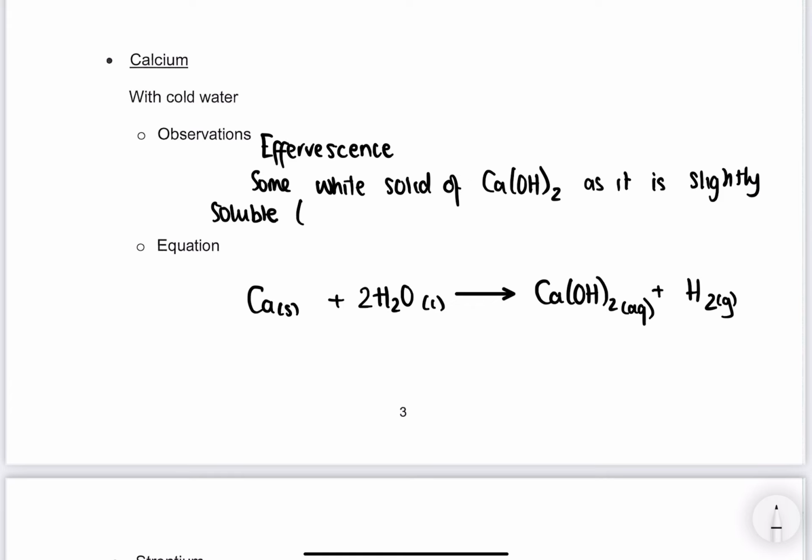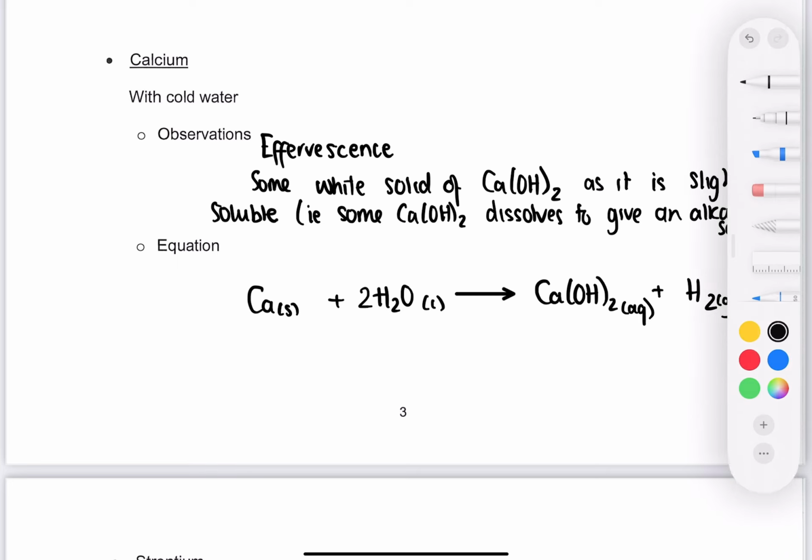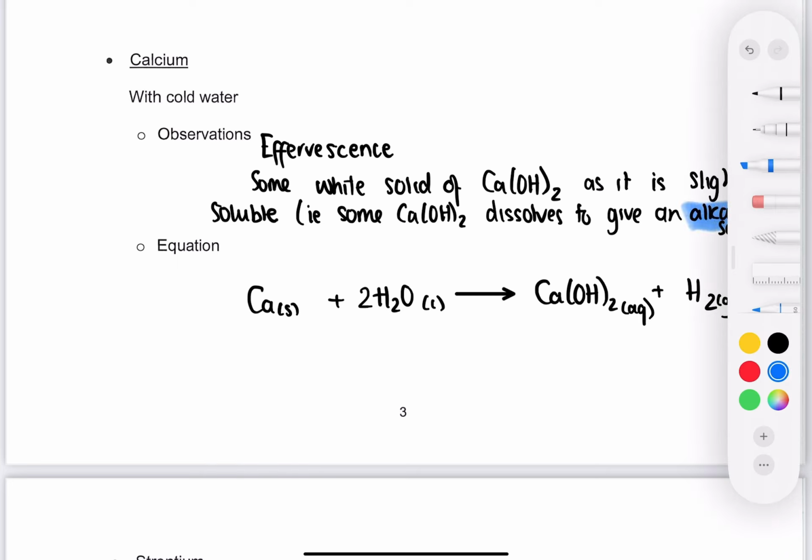What that means is some calcium hydroxide dissolves to give an alkaline solution. So something with a pH greater than 7.